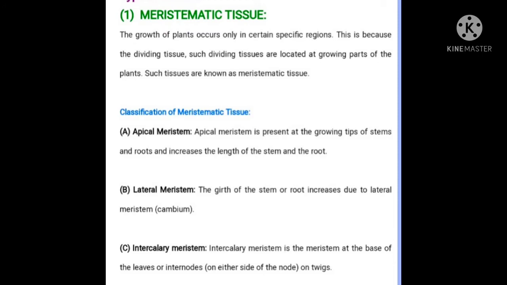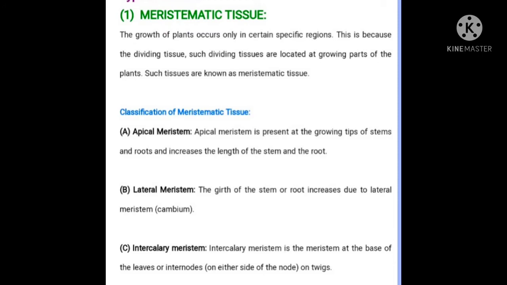First one, just now we have seen the image, right? Apical meristem is present at the growing tip of stems and roots. We have seen it in the shoot at the tip, and in the root it was present. I have shown you the image, and in that it was clearly visible. It increases the length of the stem and the root.